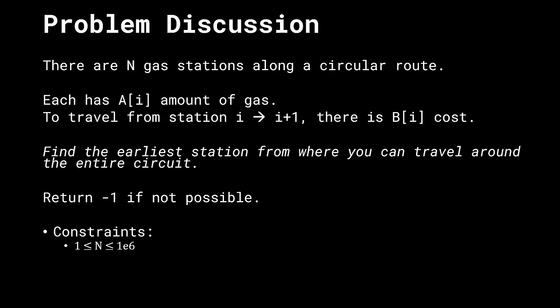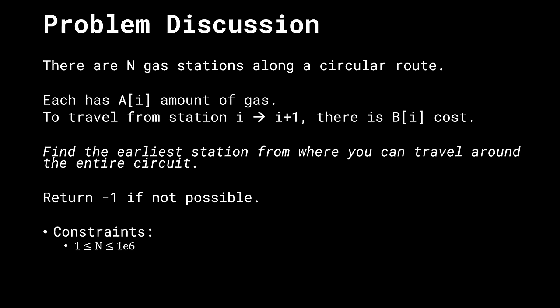All right, here's the problem setup. We're given n gas stations in total, which lie along a circular route. Each of them has A of I amount of gas present. And to travel from station I to station I plus 1, there is some cost associated with it, which is given by B of I. One quick thing to note is that A of I and B of I are two elements from the arrays A and B, both of size n.